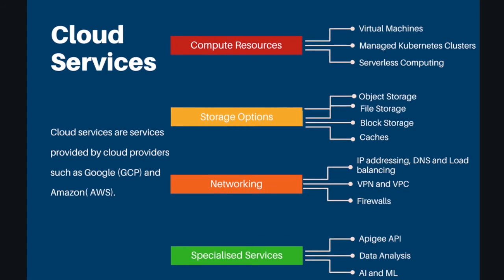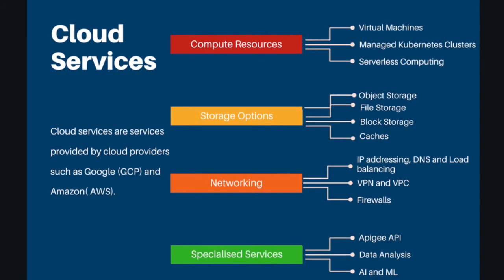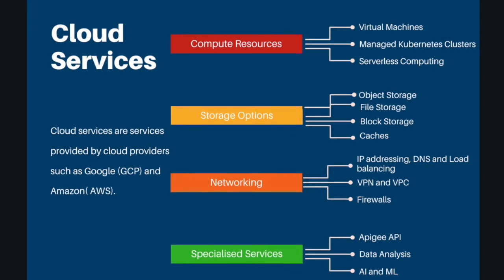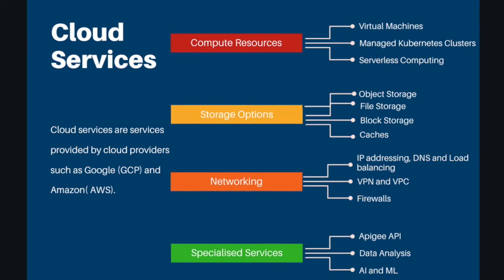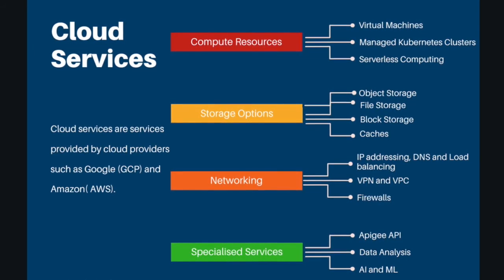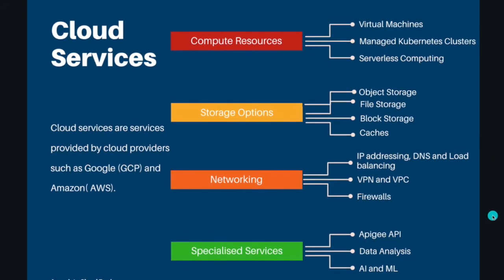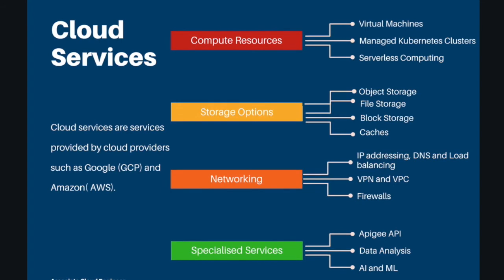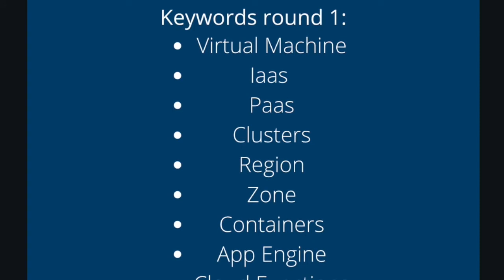Specialized services are different for different cloud providers, and for Google Cloud, it's APIs, which is management of APIs in your systems, and data analysis, and AI and machine learning options for you and your team. Let's have a look at it bit by bit. First, let's have a look at the keywords. Let's go through one by one, explain what they are, and if we're not sure, let's pause and go back.